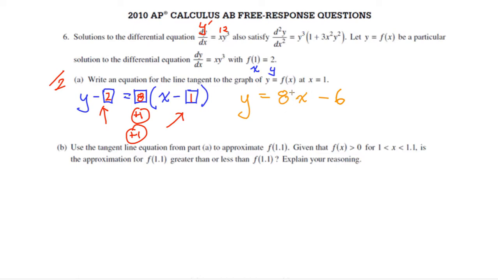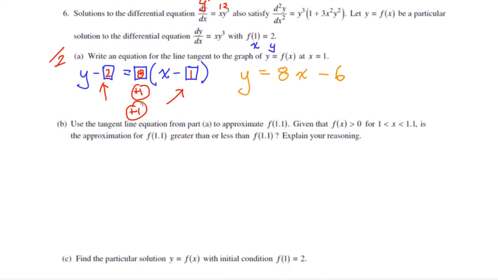What if I had the point slope form, like that initial form, y minus 2 equals 8 times quantity x minus 1? If you just have that, that's 2 points, 2 out of 2. Yep. They don't care what form it's in. They just care that you have the equation correct and that you have the slope as part of the equation correct. All right. From there, we're going on to part B.